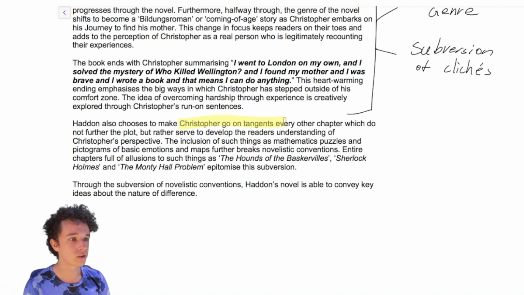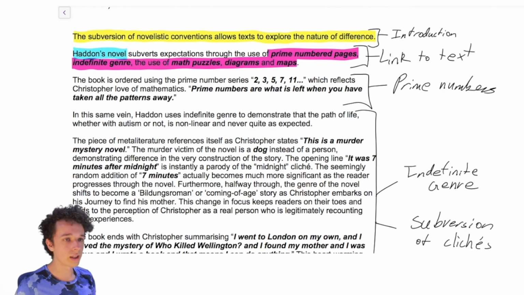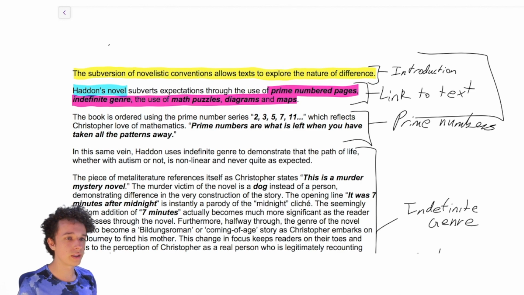So we have how Christopher goes on tangents, the inclusion of mathematics puzzles, pictograms, and maps, and the many allusions to other texts that seem quite out of place in the novel. And then we just have a standard conclusion that links back to the introduction and the link to text.